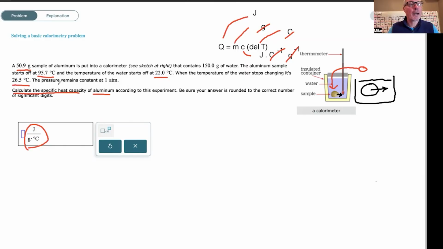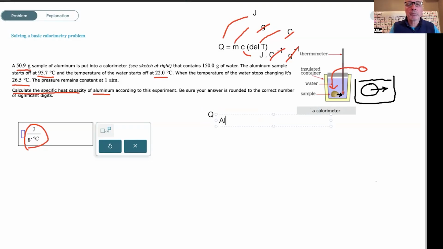So the way you set these up, we'll call it Q, the heat, Q aluminum. All right, I'll put it in subscript.